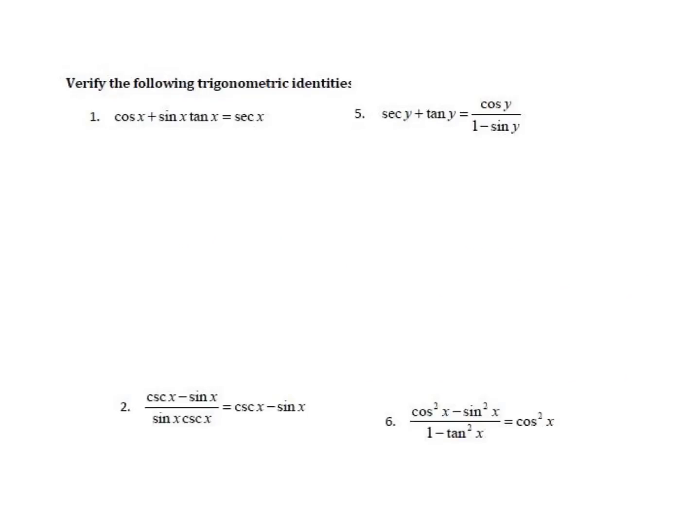Now let's go to the examples. For number 1, we know the left-hand side is more complicated. Therefore, I put the left-hand side equals. Change everything into sine and cosine. So I got tangent x will be sine x over cosine x.